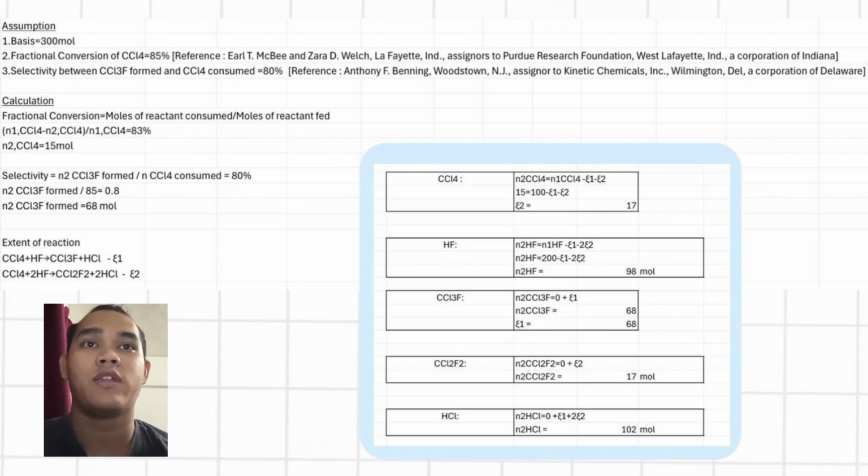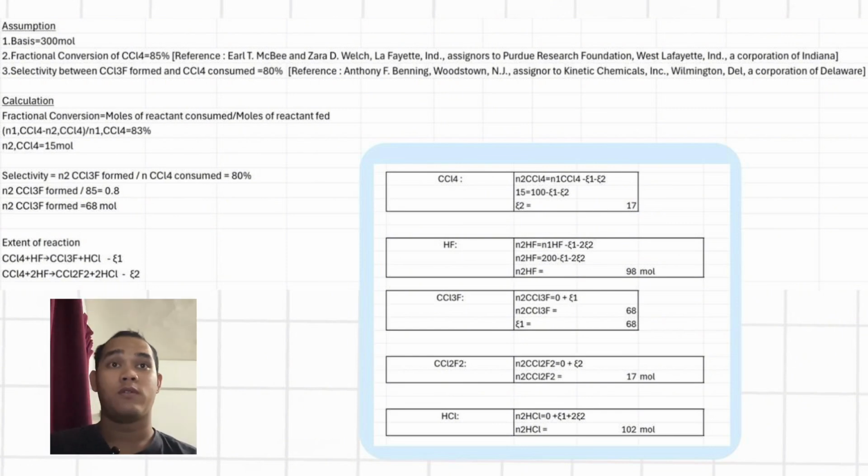Now by using the extent of reaction, we can also calculate the other moles that are coming out of the reactor. From that, we can have the moles that exit the reactor, such as the CCl4, HF, CCl3F, and CCl2F2, and also the HCl.